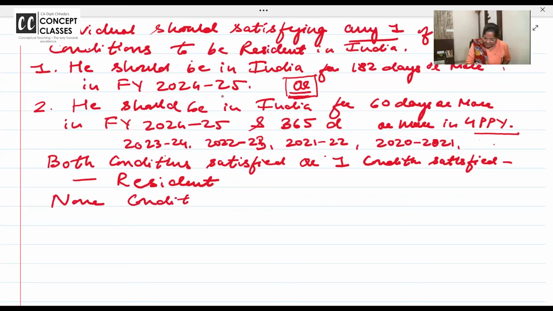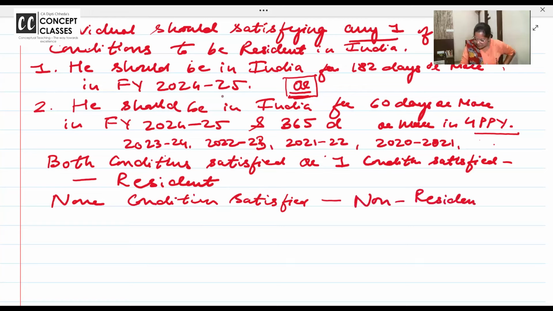None of the conditions satisfied. You are just there in India for 34 days. You came, you visited Agra, Taj Mahal, Meenakshi Madurai temple, and you went off. Ho gaya khatam. So none of the conditions satisfied. Then who are you? Non-resident. Any one of the conditions satisfied or both satisfied, then who are you? Resident.